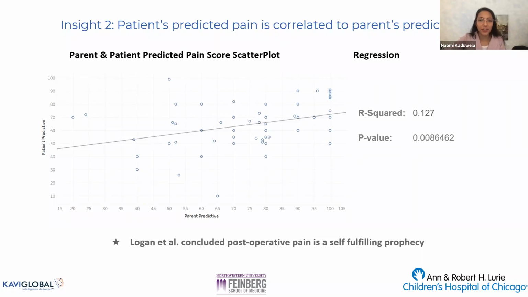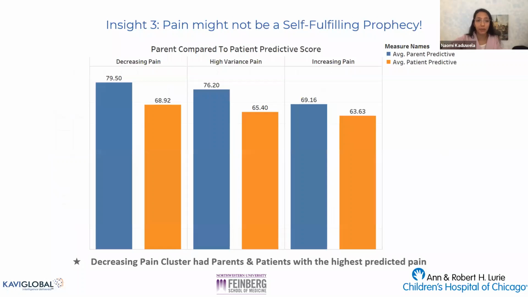Yes, Renee. So first we looked at just the relationship between parent and patient predicted score. We were wondering if this perhaps catastrophizing or self-fulfilling prophecy would be related between the parent and the patient. And we found it to be mildly predictive. Again, you can see the R-squared 0.12 on a scale of 0 to 1. So not too strong, but the p-value was significant. Maybe not something we would publish, but we were very curious to see how this would break up by cluster of increasing, decreasing, and high variance pain patients.